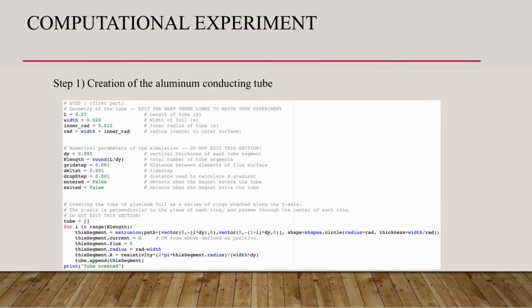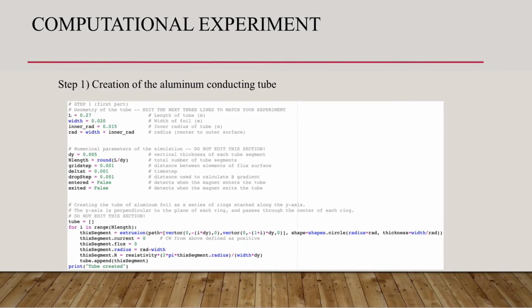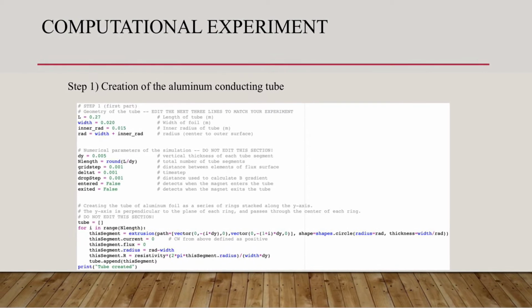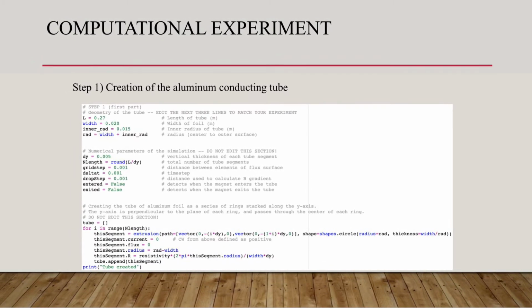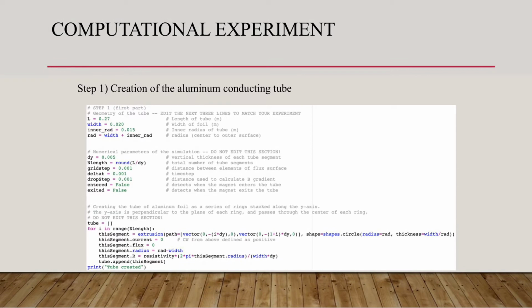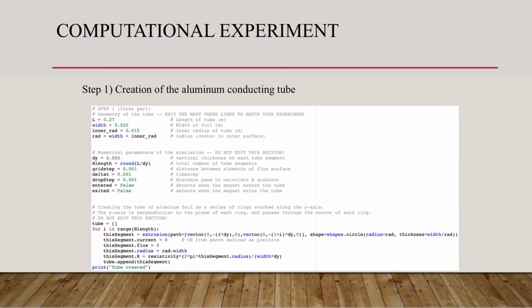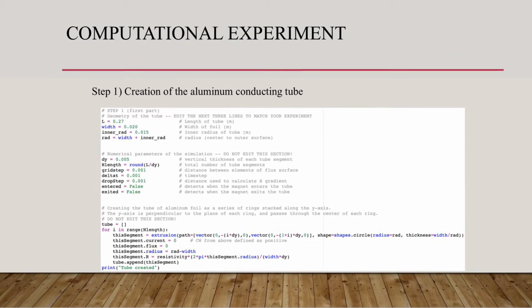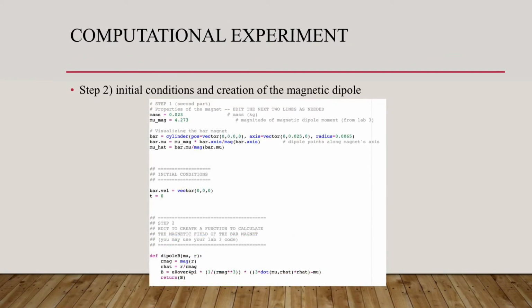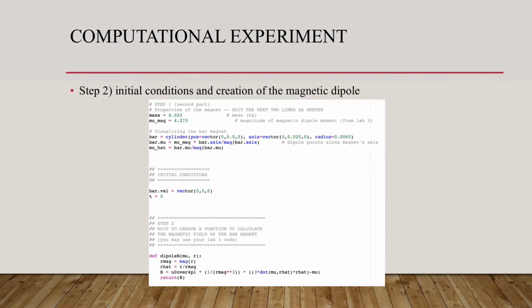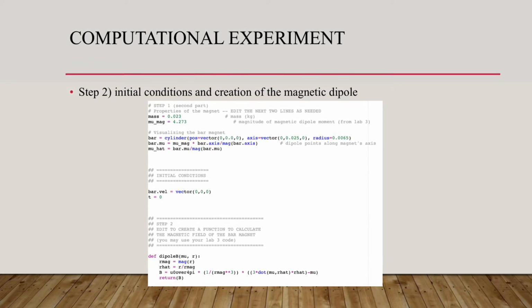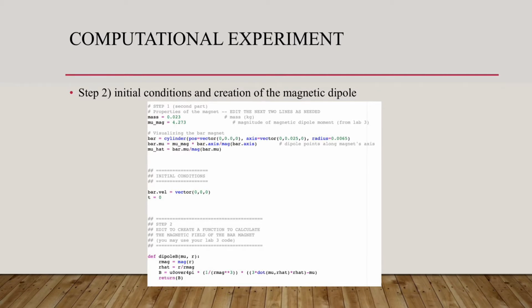The next portion of the experiment is the computational experiment, in which we are computationally modeling an aluminum conducting tube and a magnet falling through it in Python code on GlowScript. The first step is to create the aluminum conducting tube, which is given in the starter kit. The next step is to input conditions and to use the Lab 3 magnetic dipole function and recreate it here to use later.